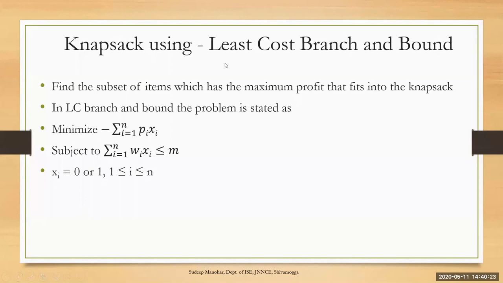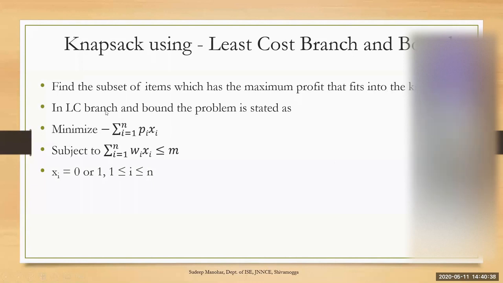So as usual, what is a knapsack problem? You have to find the subset of items which has the maximum profit that fits into the knapsack. So that is the aim behind the knapsack problem.